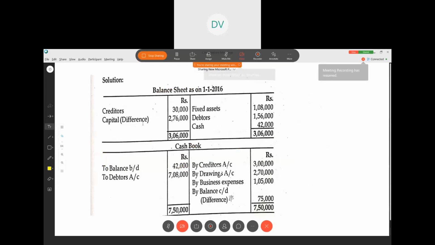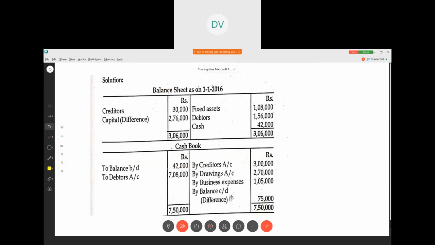Okay, let us work out the problem. So first, we have to prepare the opening balance sheet. Always remember, when they give opening balances of assets and liabilities, and if they haven't given opening capital, then we have to prepare the opening balance sheet. Balance sheet on 1/1 2016. So which are the items?